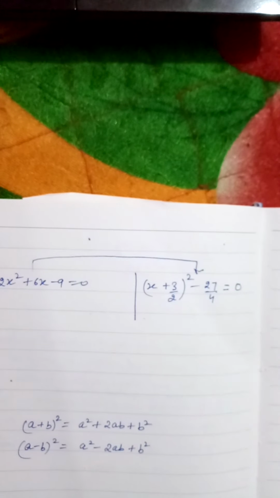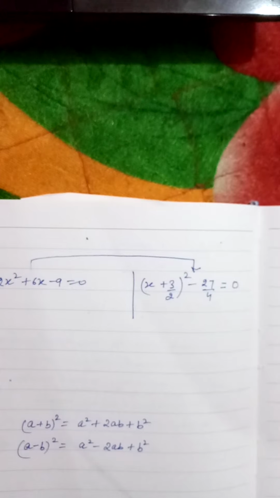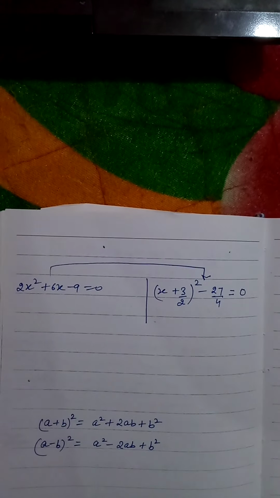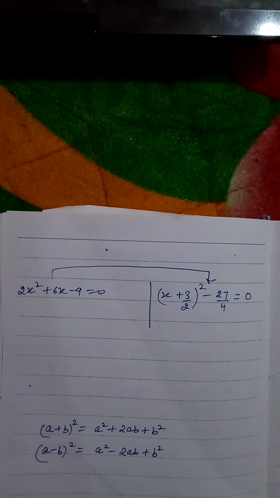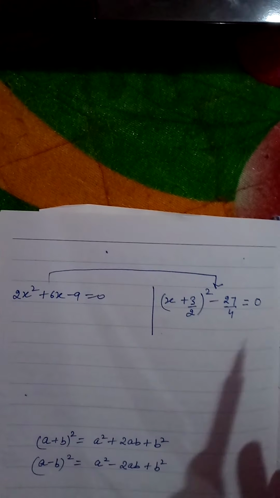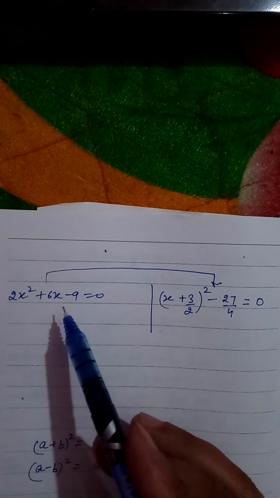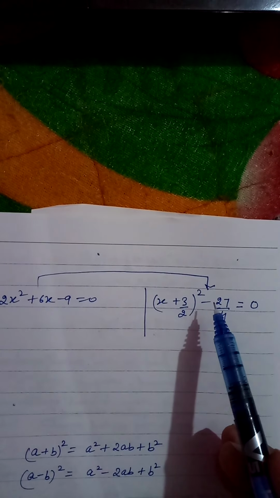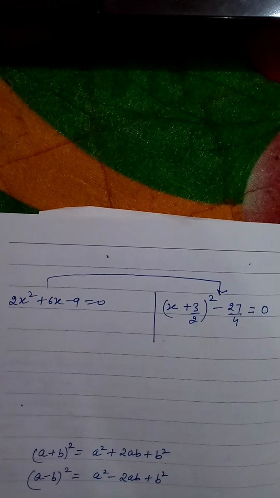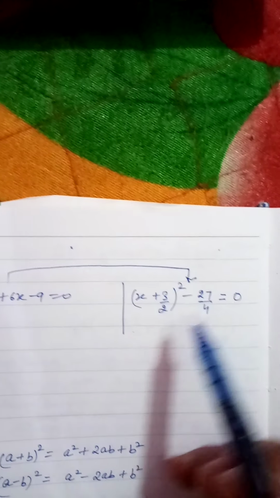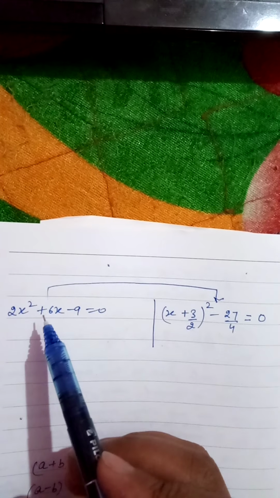Now, if you look at these two equations, they look different from the previous equation. These two equations look different. But you will be surprised to know that these equations are identical, meaning these two equations are the same. 2x square plus 6x minus 9 is nothing but the simplified version of (x plus 3 by 2) whole square minus 27 by 4. Again, you can pause this video here and simplify this equation. You will get this equation.